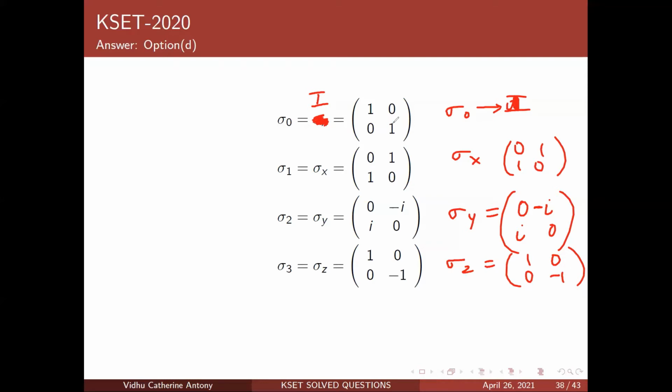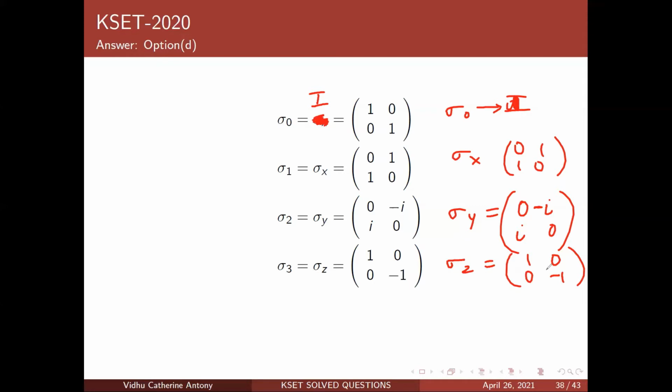For sigma x, you took your input from sigma 0. That is your identity matrix. So 1, 0, 0, 1 became 0, 1, 1, 0. Again, for the last one, you took your input from the identity matrix. You just had to write it as such, but the negative sign had to be at the bottom. Okay? So these are the three things.